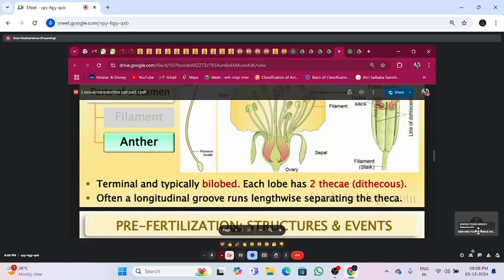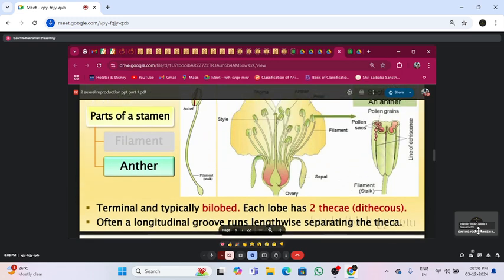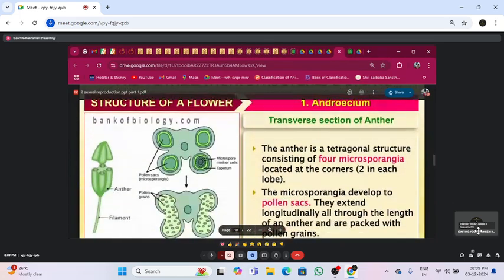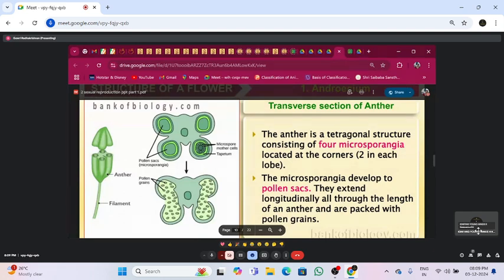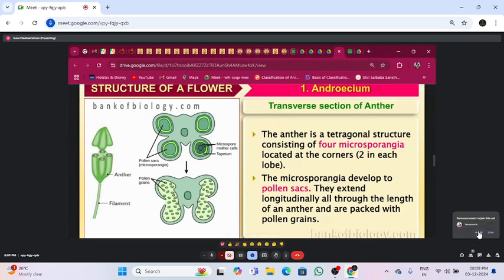Each lobe has two thecae, that is dithecous. Often a longitudinal groove runs lengthwise, separating the theca. Here you have the microsporangium, which develops into pollen grains. You can see the cross section of that. Here, these are the pollen sacs or the microsporangia, and the microsporangia has the microspore mother cells.